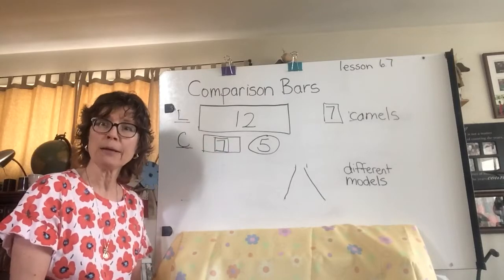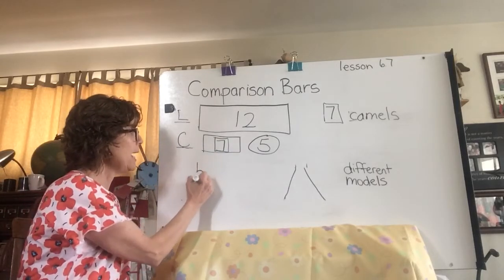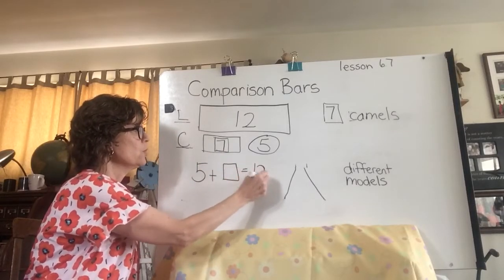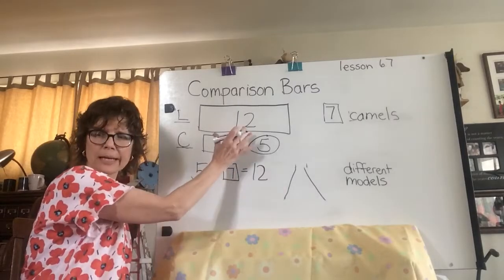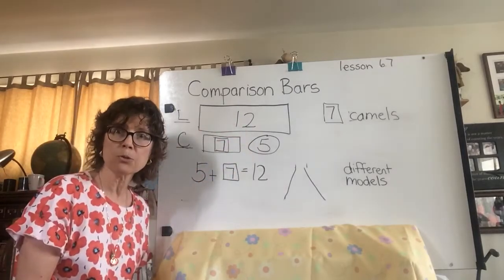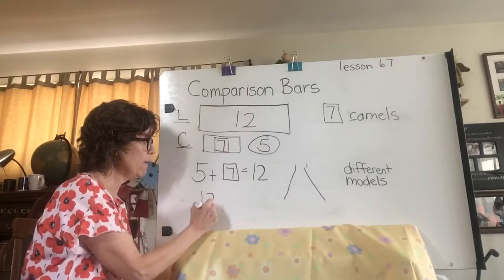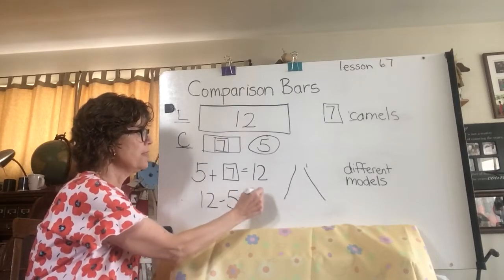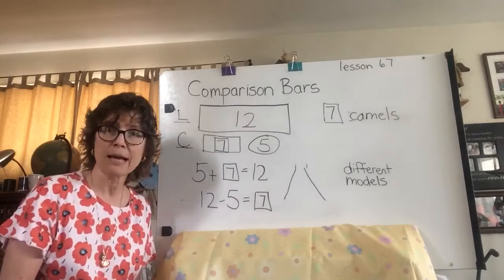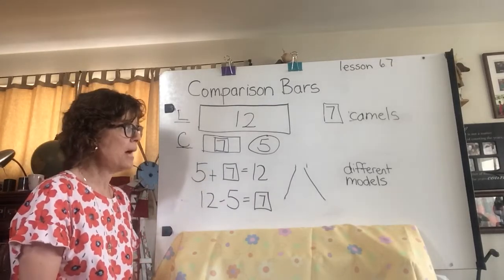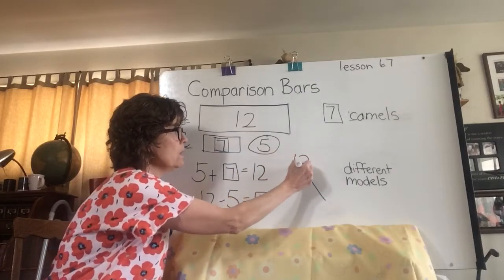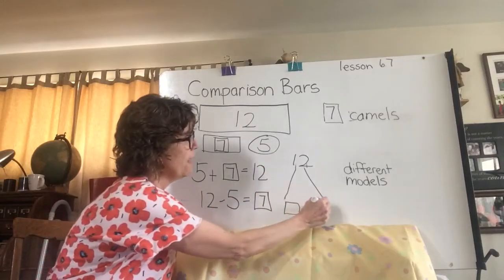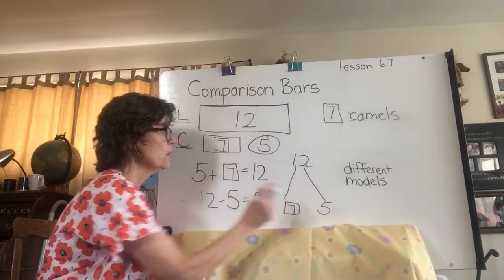Here's how it would look with different models. We would do 5 plus the unknown equals the total. And it's easier because we have the answers right in front of us. We could also do a subtraction problem. We could do 12 minus 5 equals, and there's the unknown box, 7. In order to do the math mountain, 12 is the total. We would put the unknown and the 5. And we know the answer's total.